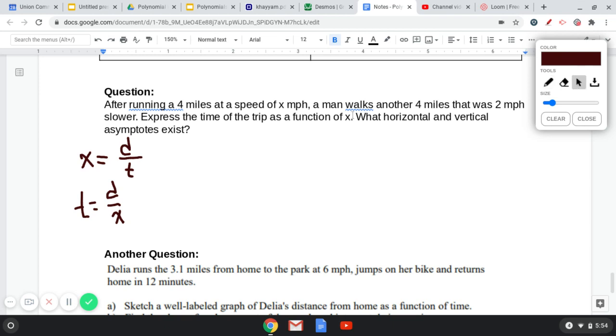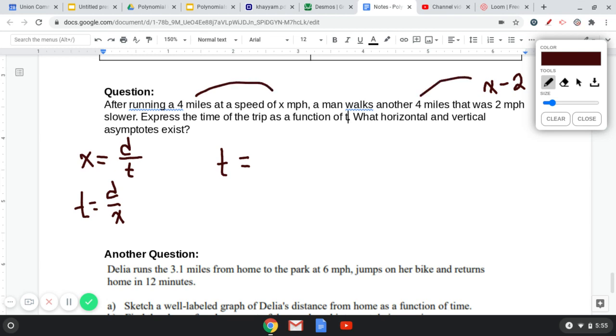And actually, I've got a little typo here, a function of time. So, yeah, okay. So, we run 4 miles at a speed of something, and then we walk another 4 miles that was 2 miles per hour slower. So this is really x minus 2, 2 miles per hour slower than this x. So we can write this actually just like this. The time spent is going to be the ratio of this first trip plus the ratio of the second trip.